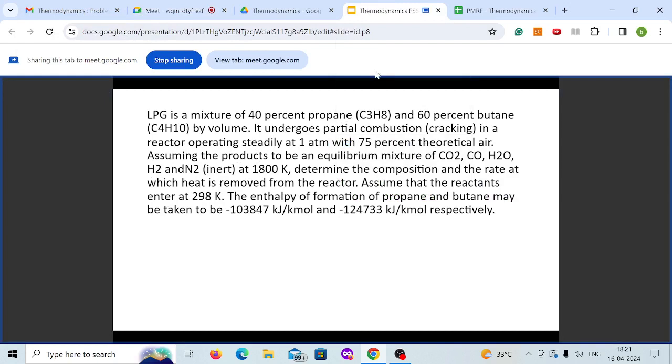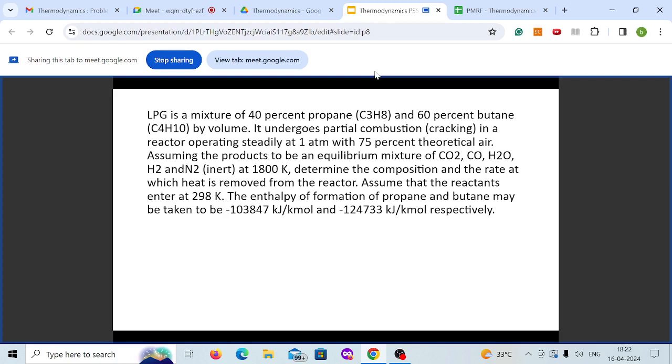Moving to the next question, we have LPG, which is a mixture of 40% propane, C3H8, and 60% butane, C4H10, by volume. Since this is given by volume, you can take it as mole fraction. It undergoes partial combustion, that is cracking, in a reactor operating steadily at 1 atmosphere with 75% theoretical air, that is 75% of the stoichiometric air value required.